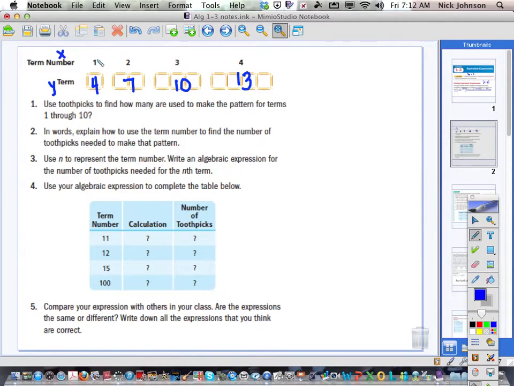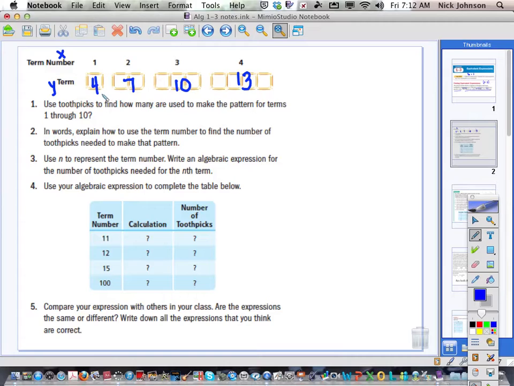So when x equals 1, you have to get out 4 in your expression. When x equals 2, you have to get out 7 in your expression. When x equals 3, you got to get out 10 in your expression. When x equals 4, you got to get out 13. So this is how Mr. Johnson starts his expression out. Okay? Number 1 says, use toothpicks to find how many are used to make the pattern for the terms 1 through 10. Well, let's use this expression to find the pattern.